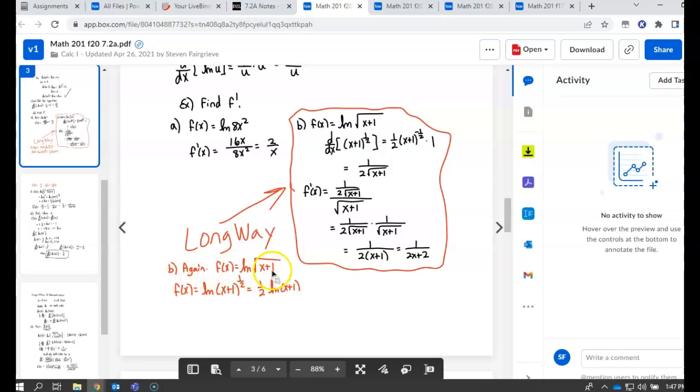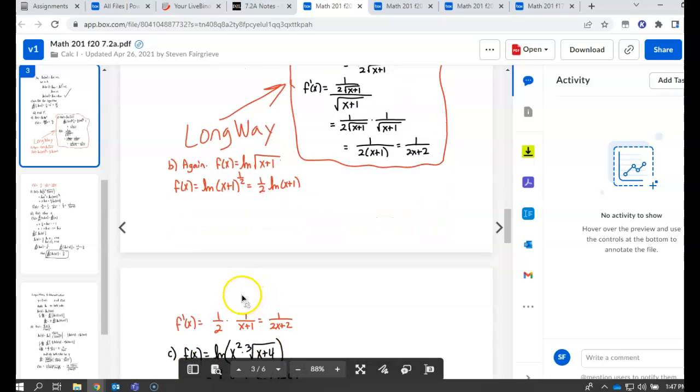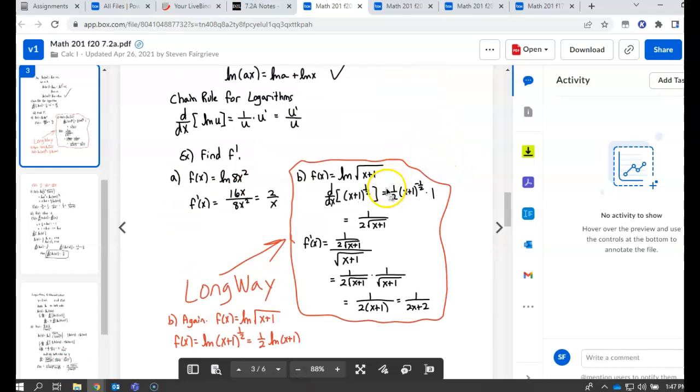Right, so log of square root, we can write that as 1/2. Property of log says we can multiply the exponent out. We then just have 1/2 ln x plus 1. So it's 1/2 times 1 over x plus 1 times the derivative of x plus 1. So we get 1 over 2x plus 2, the same answer, far quicker using our properties of logs than if we try to do it directly.